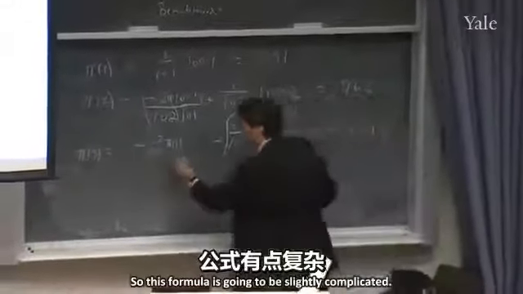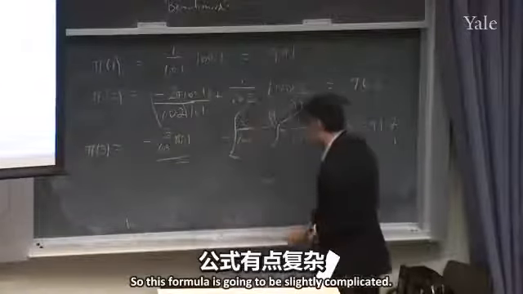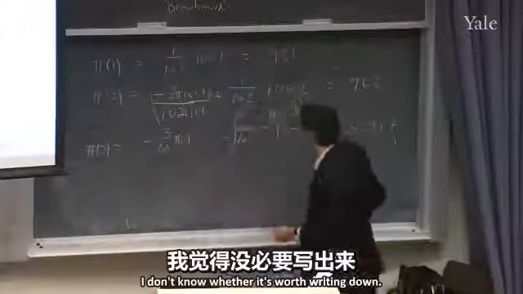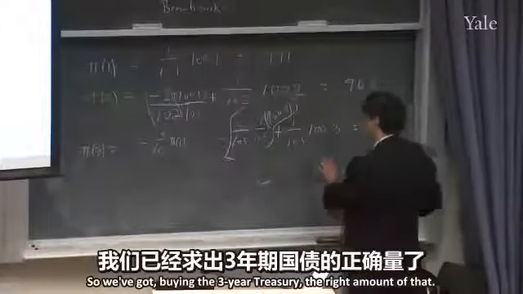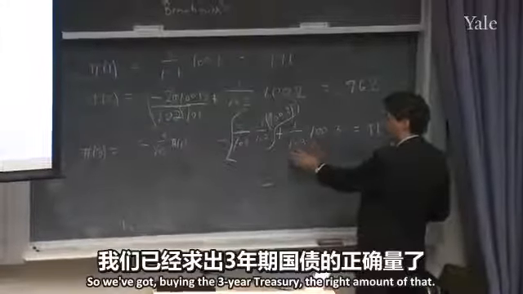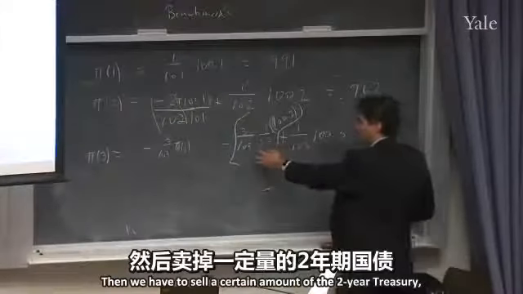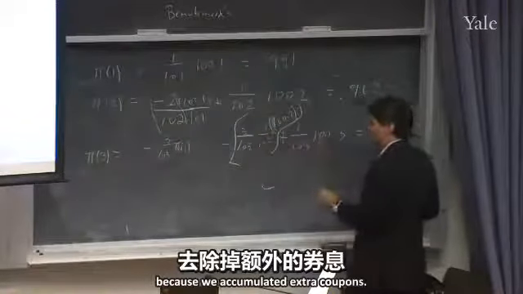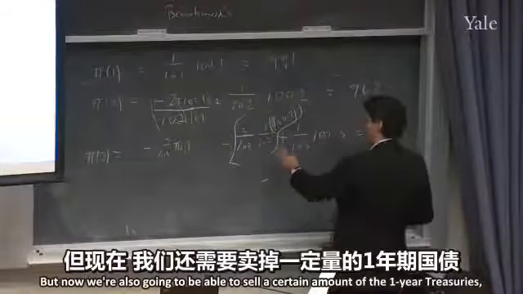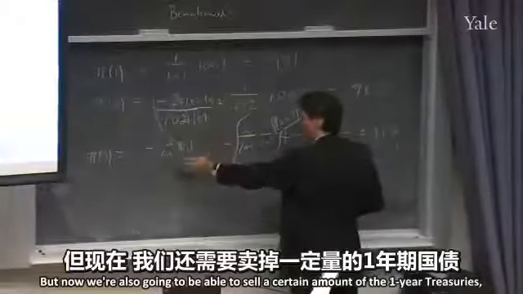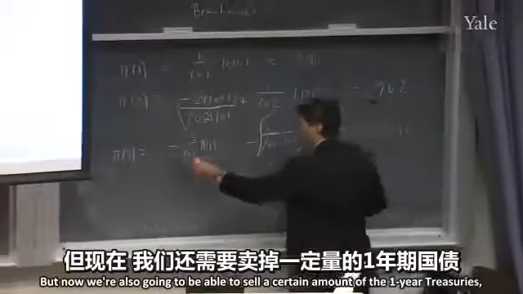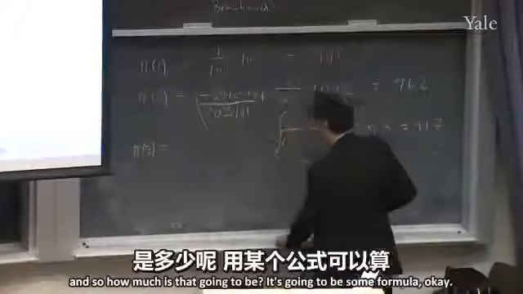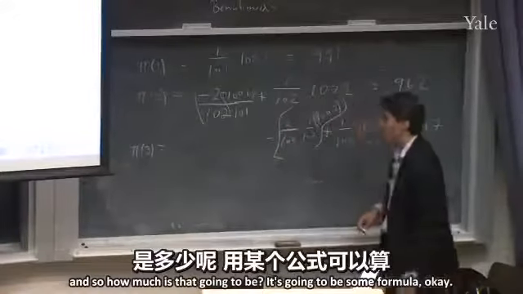Okay, so this formula is going to be slightly complicated. I don't know whether it's worth writing down. So we've got buying the 3-year treasury, the right amount of that. Then we have to sell a certain amount of the 2-year treasury, okay, because we accumulated extra coupons. But now we're also going to be able to sell a certain amount of the 1-year treasuries. And so how much is that going to be? It's going to be some formula, okay?